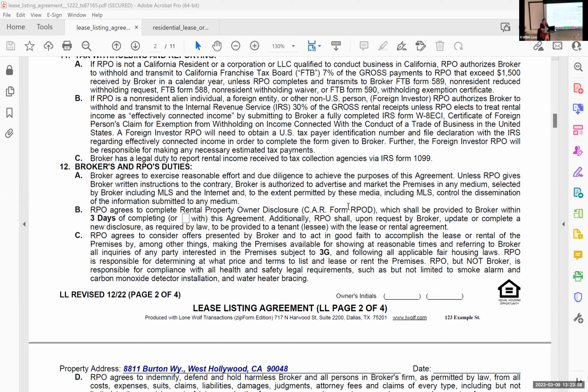So they made this, I told you, horrible, in my opinion, addition to the lease listing agreement this year. They started requiring this document called the RPOD, Residential Property Owner Disclosure. It's automatically attached to the lease listing agreement now, and I hate it. It says it shall be provided to a broker within 3 days of completing this agreement. Additionally, the RPO shall, upon request by broker, update or complete a new disclosure as required by law to be provided to a tenant or lessee with the lease or rental agreement.